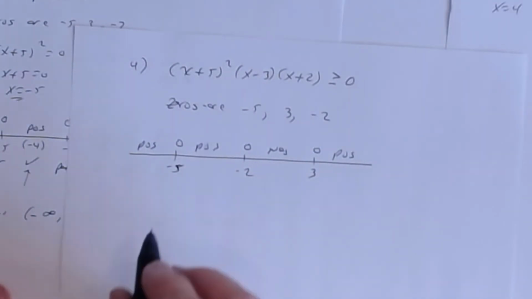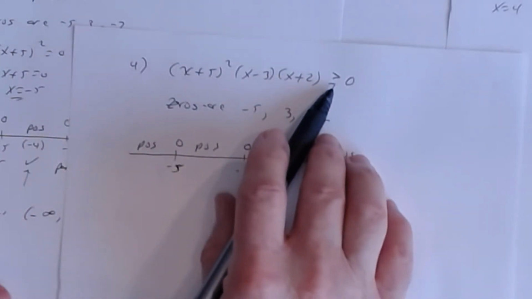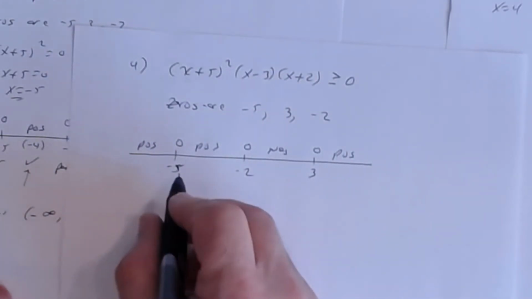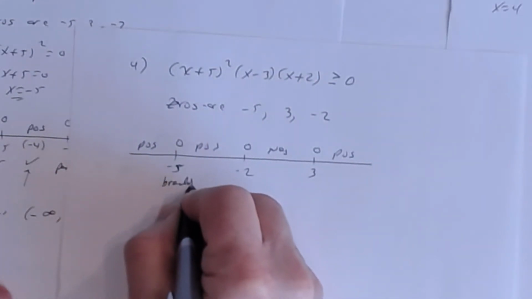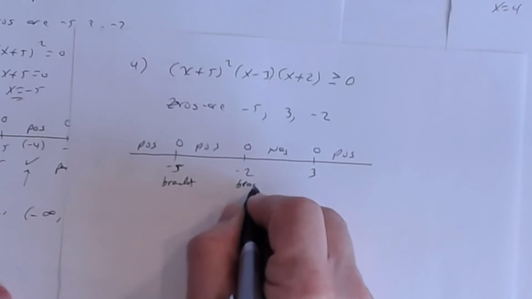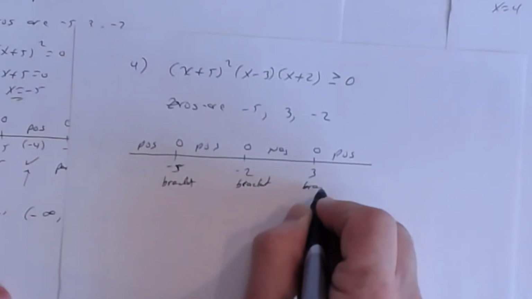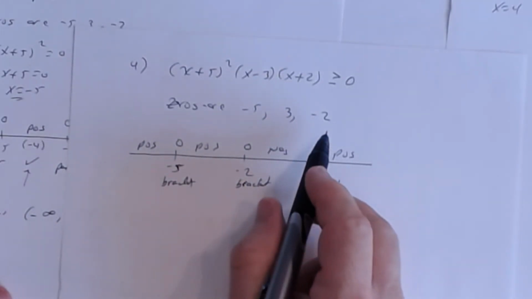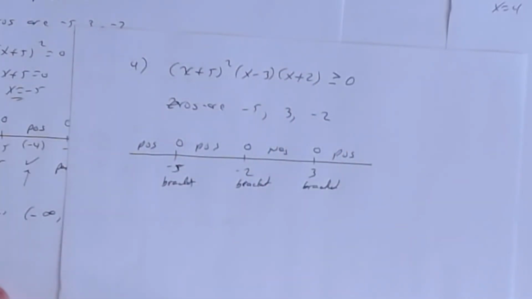All right, and then notice now there's an equal sign. So remember, if there's an equal sign, you're going to use brackets, right? Those are actual solutions. You're going to use those. You have to use those because those numbers are solutions because of the equal sign, equal to 0.